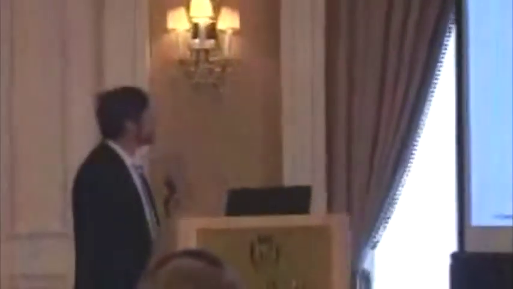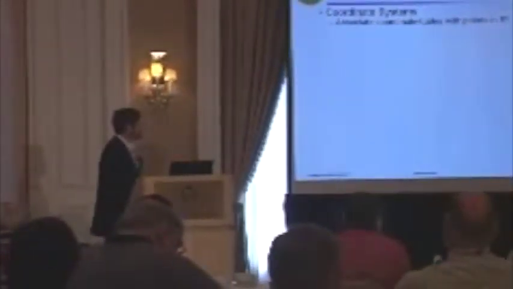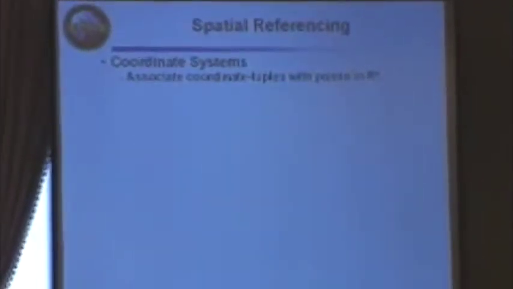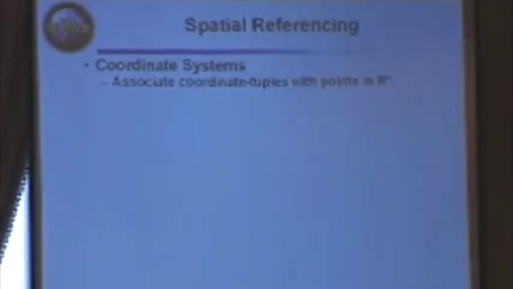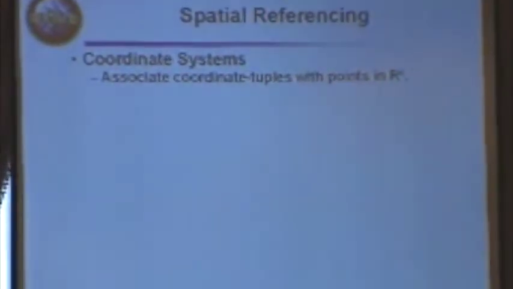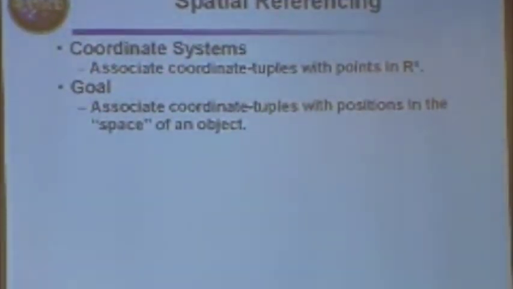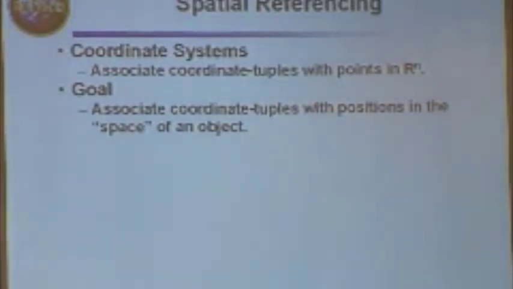How do we do spatial referencing? Well, we talked a little bit about coordinate systems, and what we've really done is talk about how coordinate tuples give us unique addresses for points in Rn, where n is one-dimensional, two-dimensional, three-dimensional. So really, we're talking about coordinate systems for Euclidean 3-space, for example. What does this have to do with the real world that we really want to reference? So our goal is to associate these coordinate tuples with positions in the space of an object. For example, points in this room, real places in space.